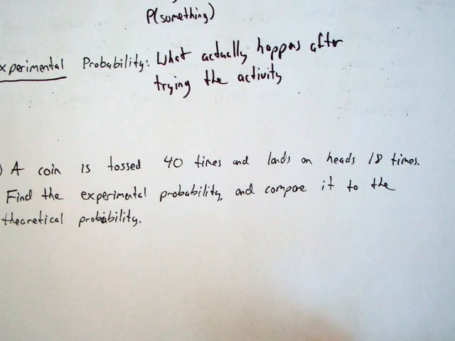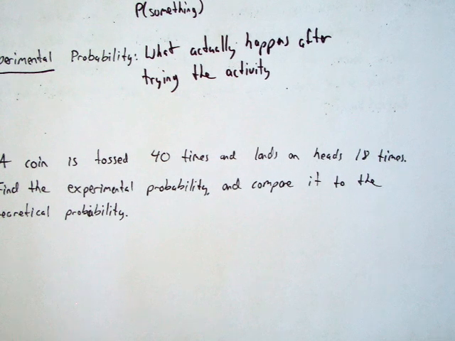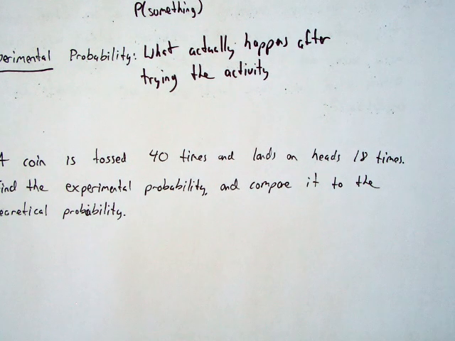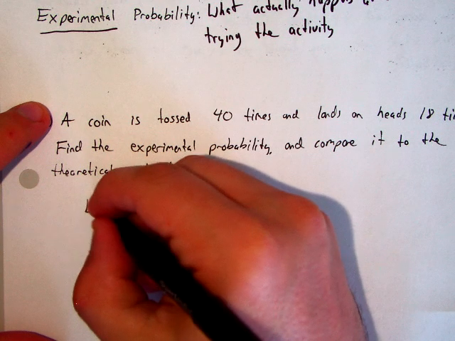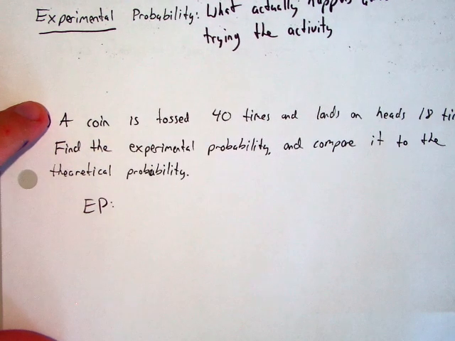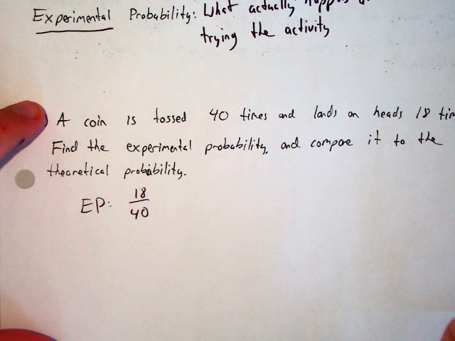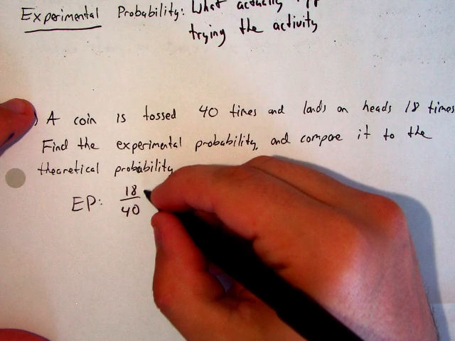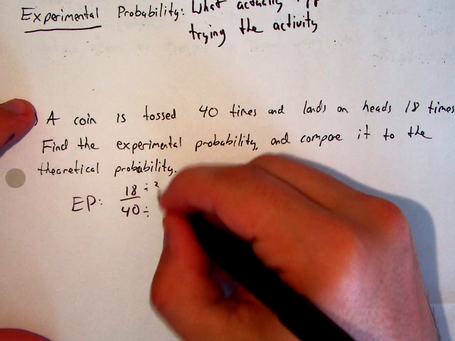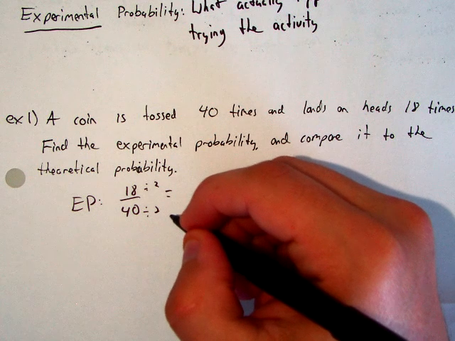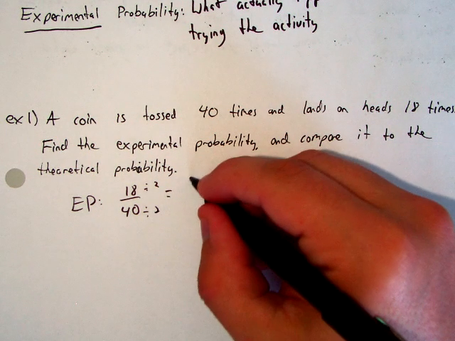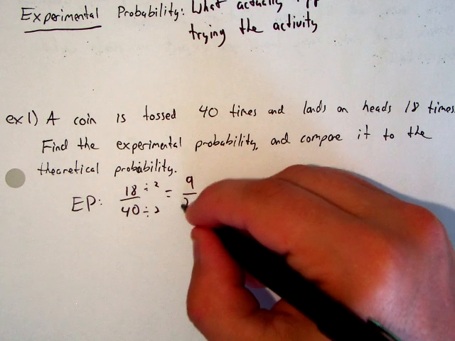So, example 1, a coin is tossed 40 times and lands on heads 18 times. Find the experimental probability and compare it to the theoretical. So, first of all, the experimental probability. It happened 18 times out of 40. And if we go ahead and simplify this, the only common factor is 2. So 18 divided by 2 is 9. 40 divided by 2 is 20.